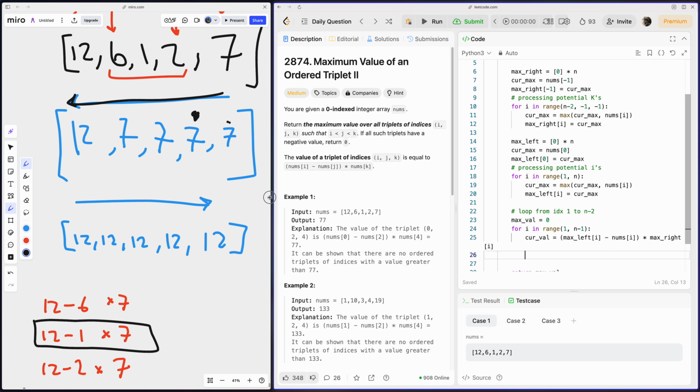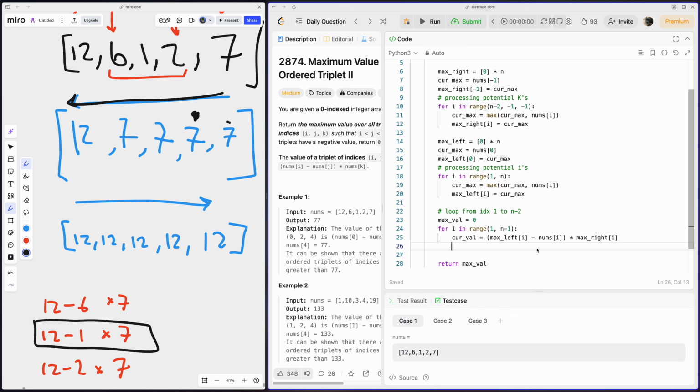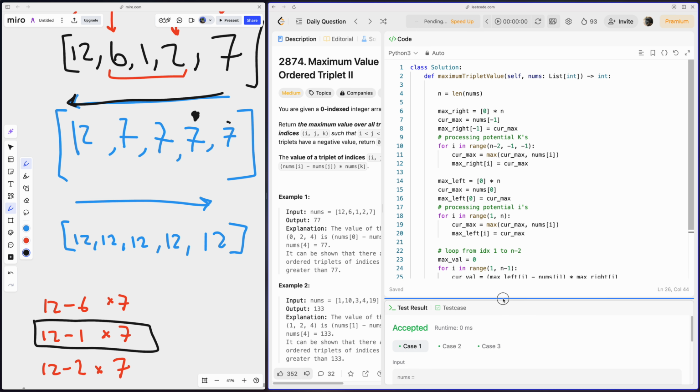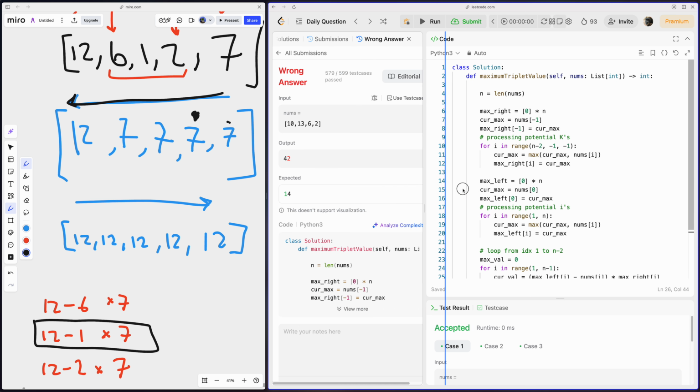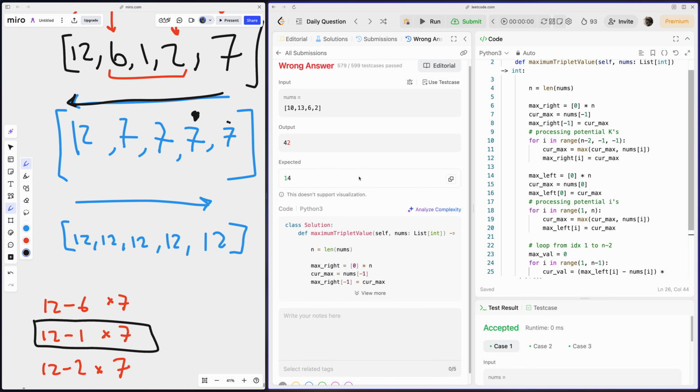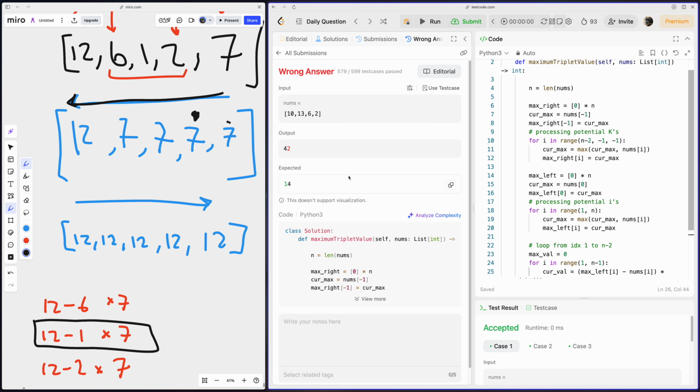Okay, so that's the current value. And then all we have to do is just say max val is equal to the max of itself or the current value. And then that should be it. Okay, that worked. So I'm going to submit. Uh-oh. Oh, I see.